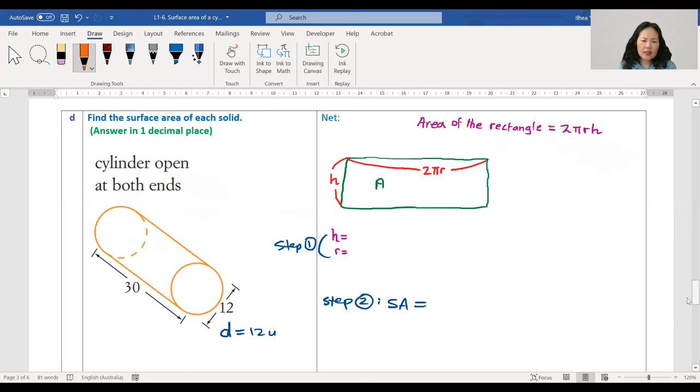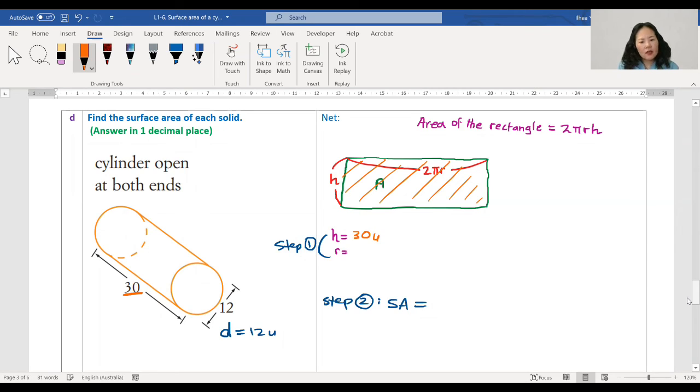Find the surface area of this solid. Now this one says cylinder open at both ends. Now what does that mean? It's hollow. So each end circle is gone. Only thing that exists is the body part, the rectangle. But it's a full rectangle. It's not half, because when you look at the cylinder, it's a full cylinder, except the top and the bottom faces are gone. First step, height is 30 units here.